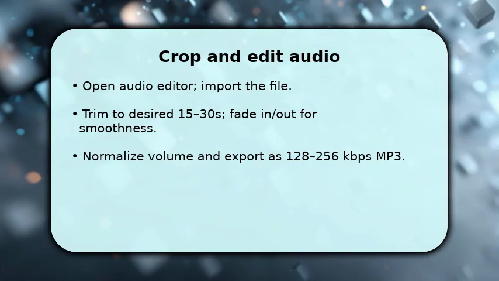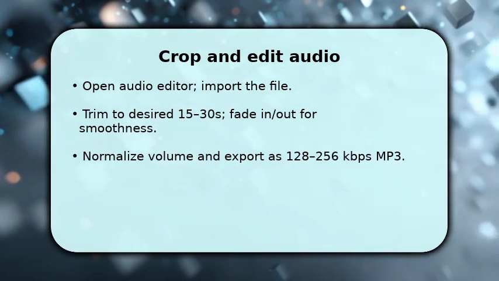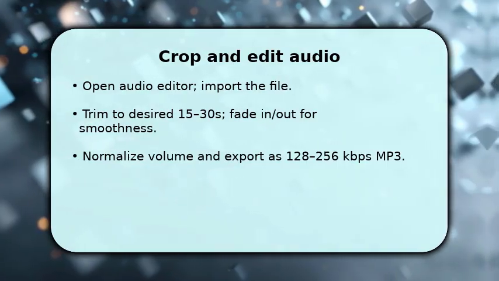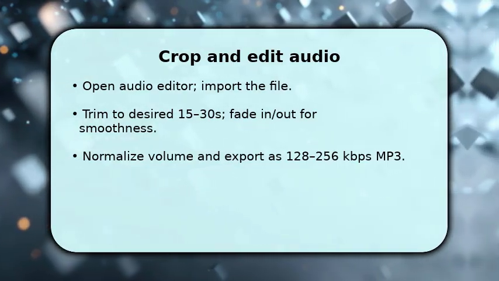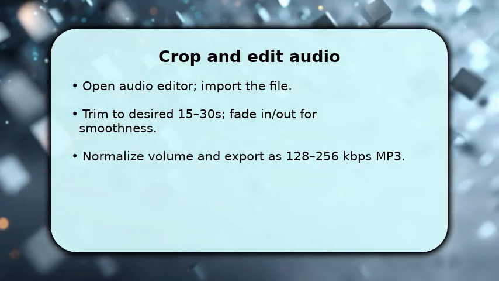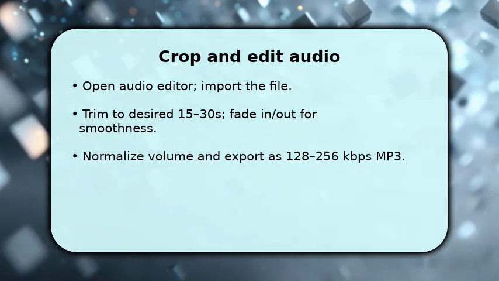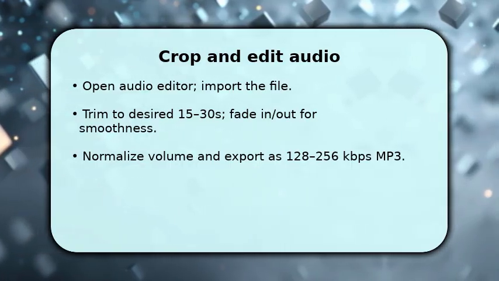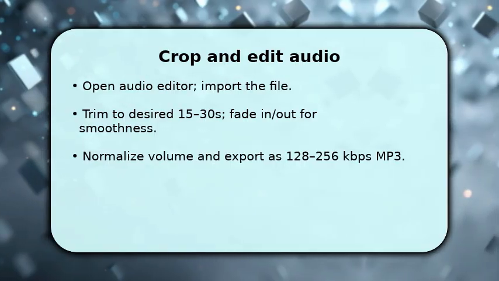You'll now focus on precise editing. Import the audio into an editor like Audacity or a phone app. Trim to a ringtone length, typically 15 to 30 seconds, and place the best hook where the ring starts. Once trimmed, apply a short fade in and fade out to avoid abrupt cuts. Normalization helps ensure consistent loudness across devices.